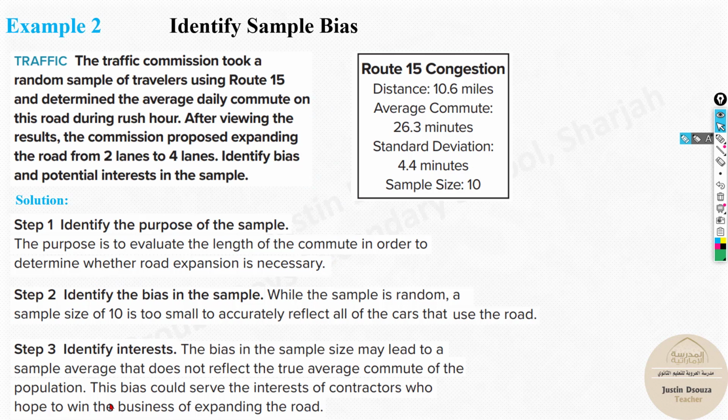The bias in the sample size may lead to a sample average that does not reflect the average commute of the population. So this is very small to represent all the people who use that road for commuting. Commuting is traveling. This bias could serve the interests of contractors who hope to win the business. Now, the bias over here might be negatively used, because contractors might want to win the contract, do the job and get the money. But it's just to understand this is a wrong sample. You should have a bit more, maybe 1,000 people or maybe 100 or 200 people must be surveyed. That would be a better understanding.